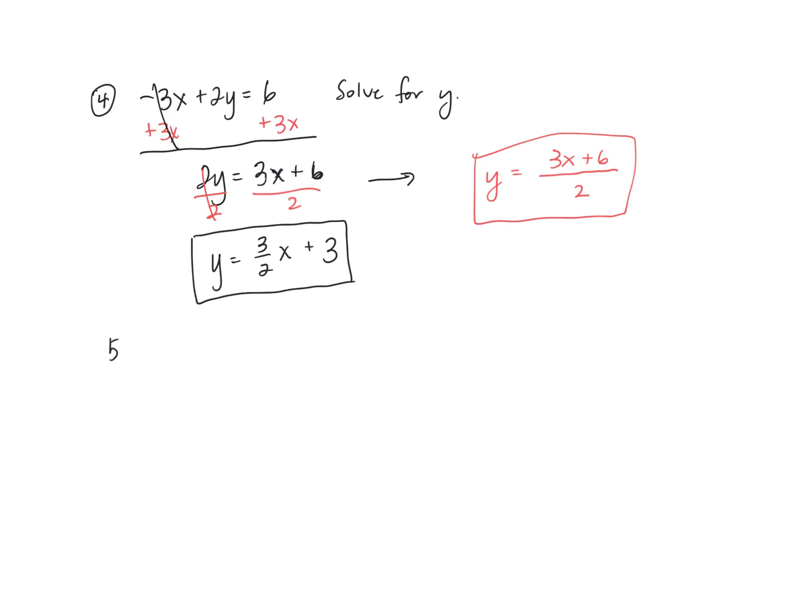All right, number 5, we have 5 part A. It says 6 less than 5 times a number.